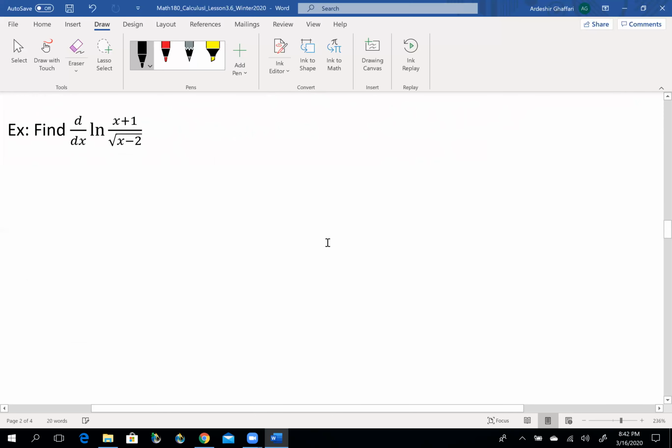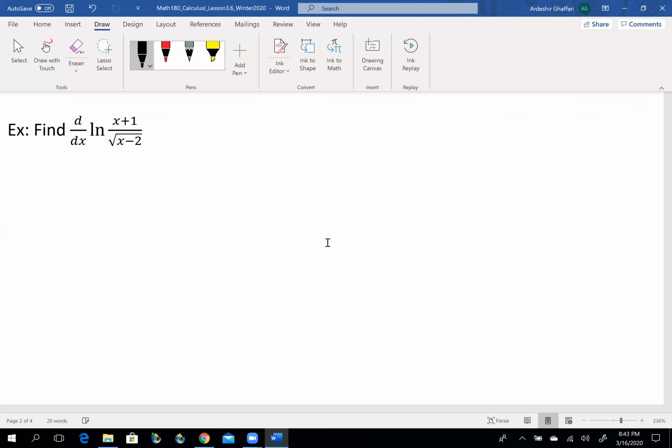Okay, this is a good one actually. So find the derivative with respect to x of natural log of x plus 1 over the square root of x minus 2.